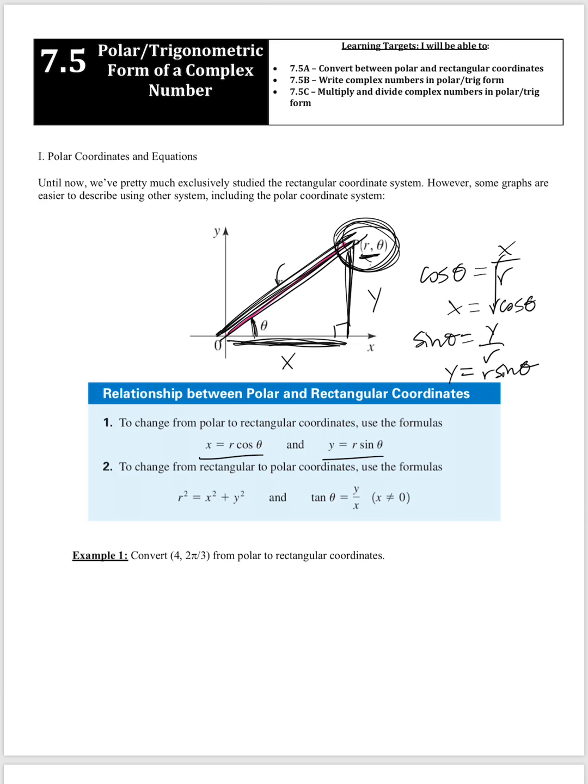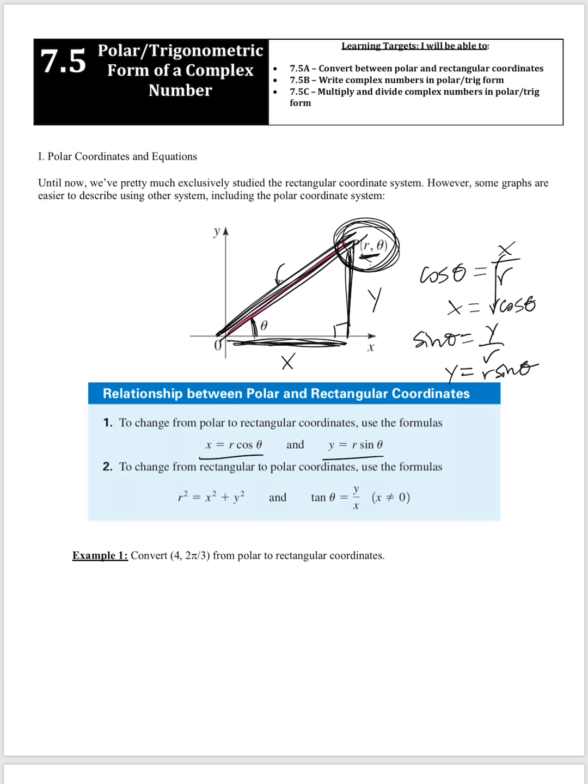So that's where these first two formulas are coming from. So if I want to convert from polar to rectangular coordinates, so I need to find x and y, I just have to use these two formulas. And it's fairly similar to everything that we've been looking at when we study triangles in the rectangular coordinate plane.